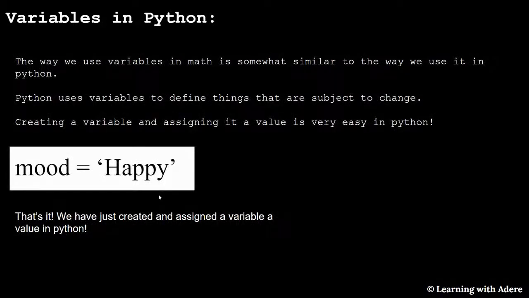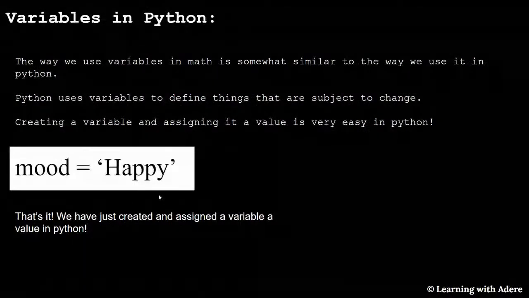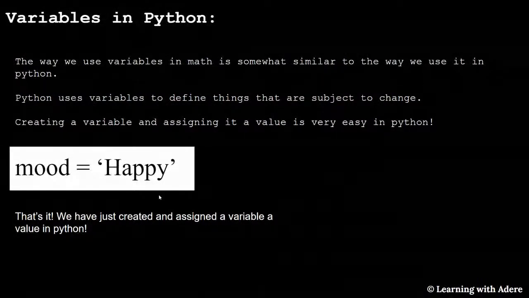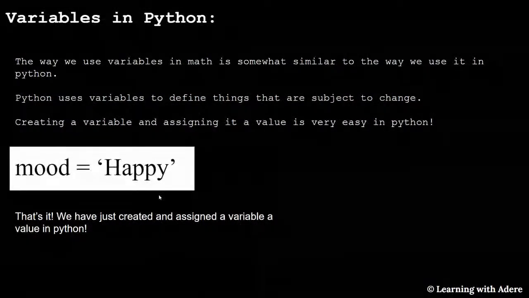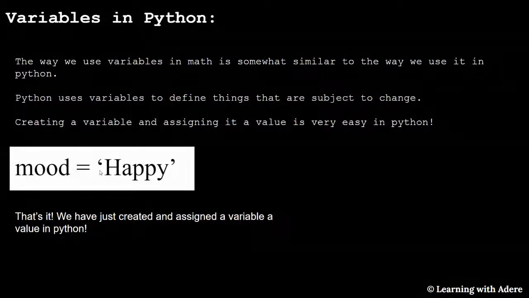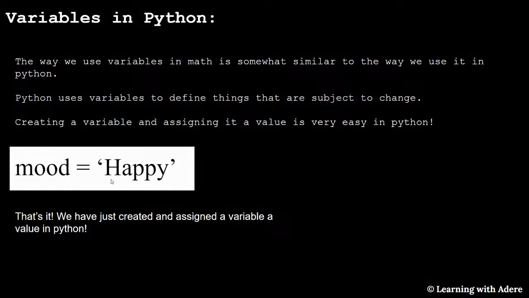Okay, so variables in Python. The way we use variables in math is somewhat similar to the way we use them in Python. Python uses variables to define things that are subject to change. Creating a variable and assigning a value is actually very easy in Python. We just use the equal sign. We have our name first, then the equal sign, and then our value. In this case, mood is assigned the value of happy. So that's pretty much it. You just created your own variable in Python.